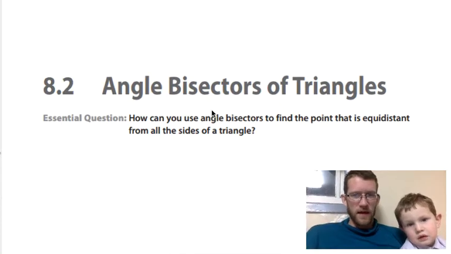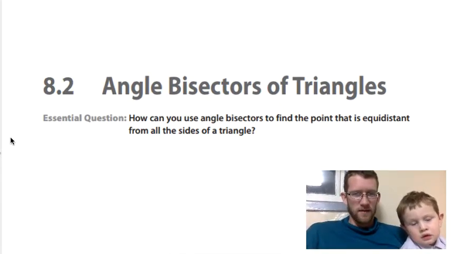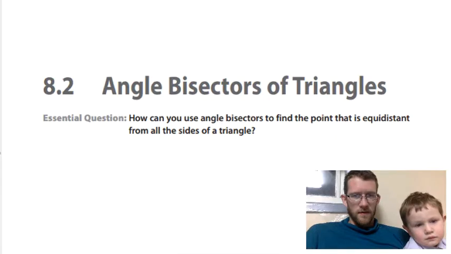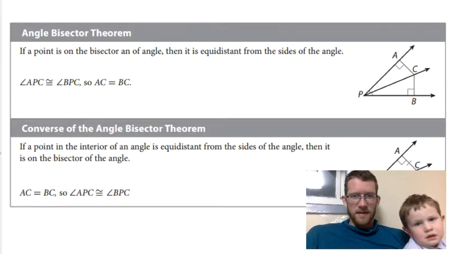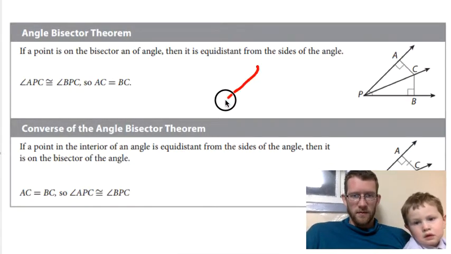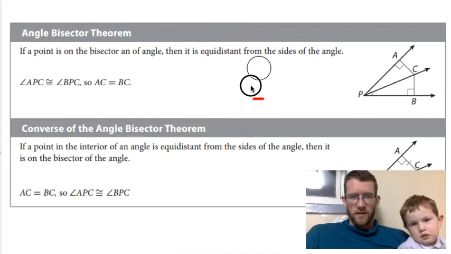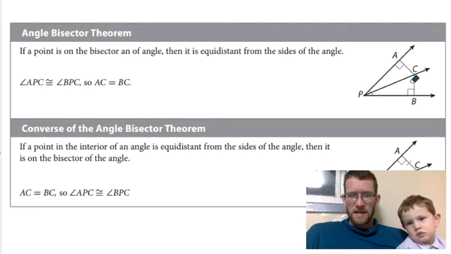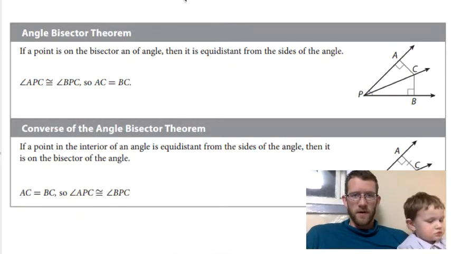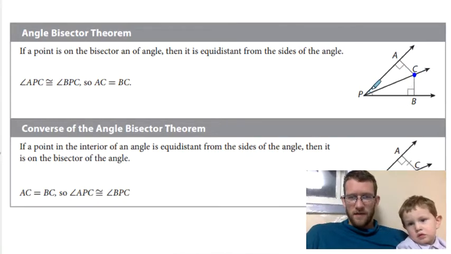Today we're doing 8.2, angle bisectors of triangles. Recall that an angle bisector is when we have an angle, and it's cut by a bisector, and these two angles that it forms are congruent. In this case, we have our angle APB, being bisected by ray PC, and according to the angle bisector theorem, any point on that angle bisector is equidistant from the two sides.